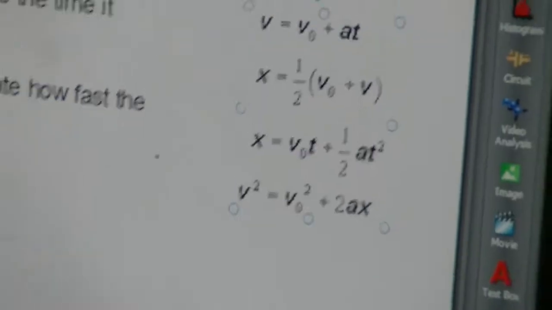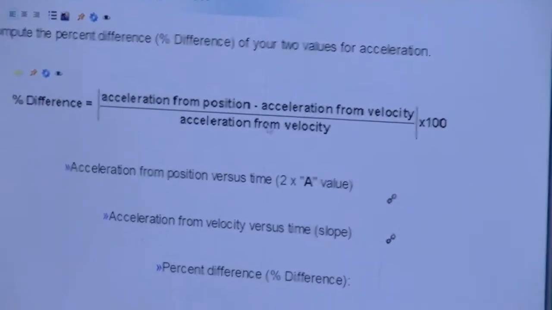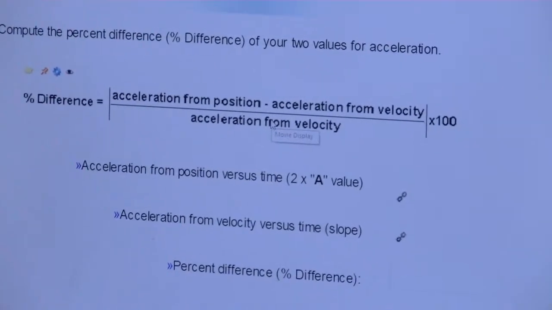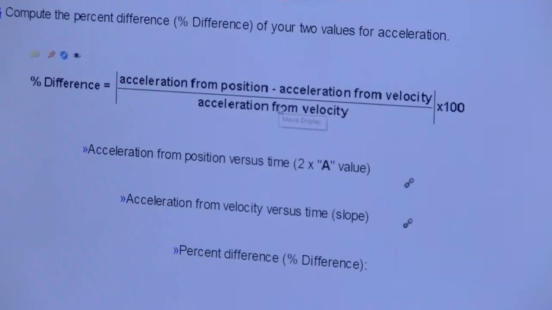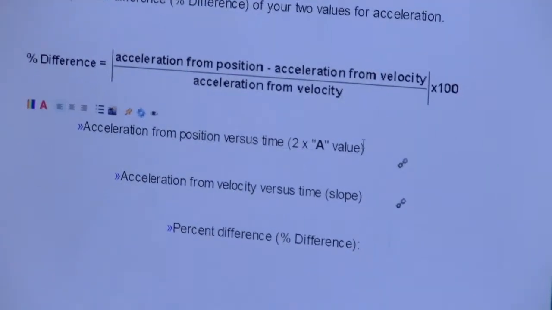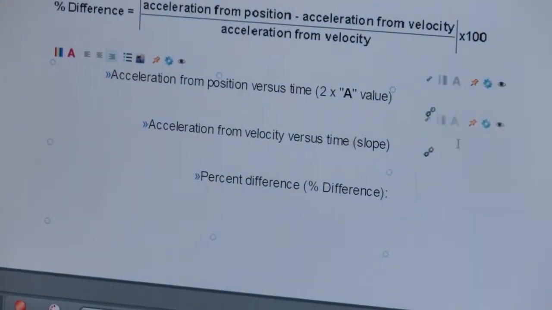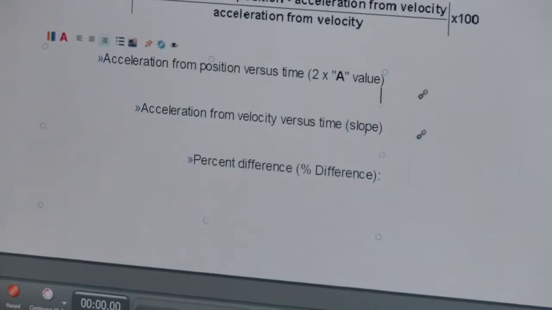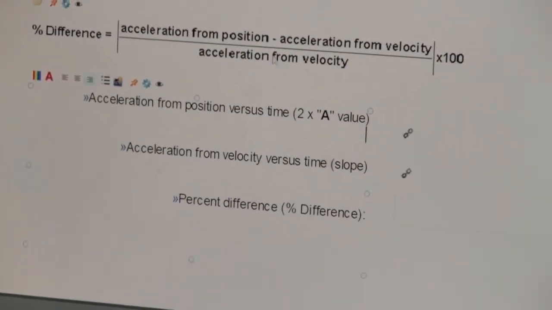Okay. So the next part requires us to compute the percentage difference between the two accelerations that we got, one from the position time graph and one from the velocity time graph. So we have to write the values of the two accelerations. They will appear here. And then we have to calculate the percentage difference using this formula that's given.